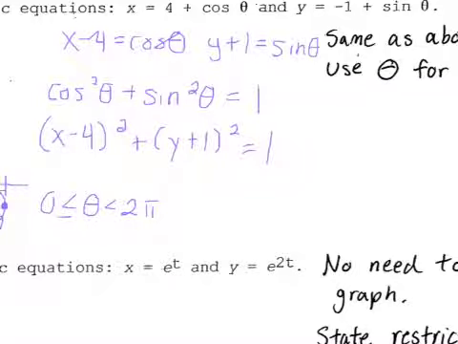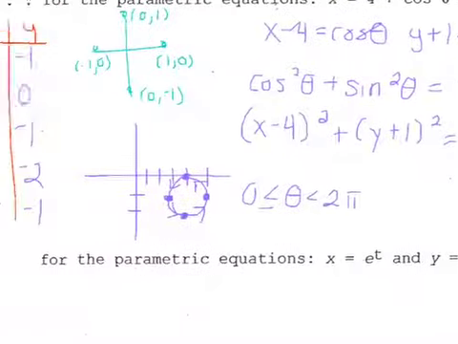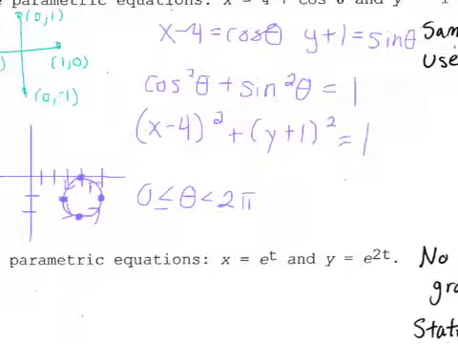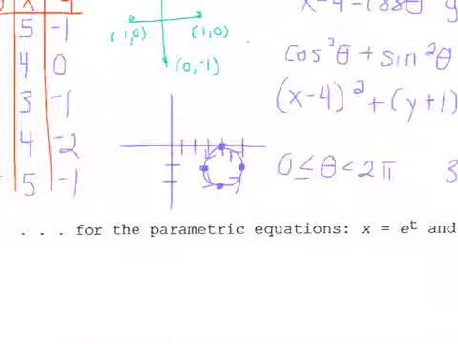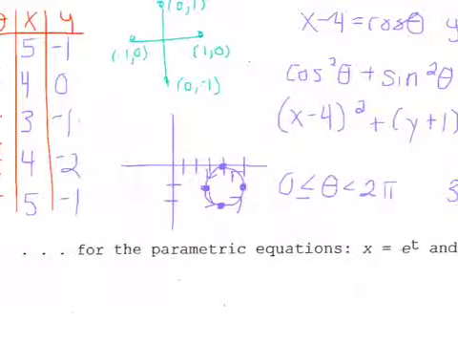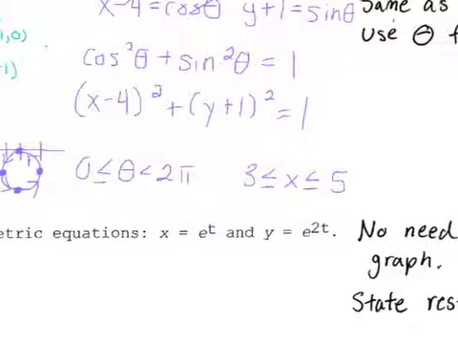Our x's look like they were in between 3 and 5. And our y's were in between negative 2 and 0.